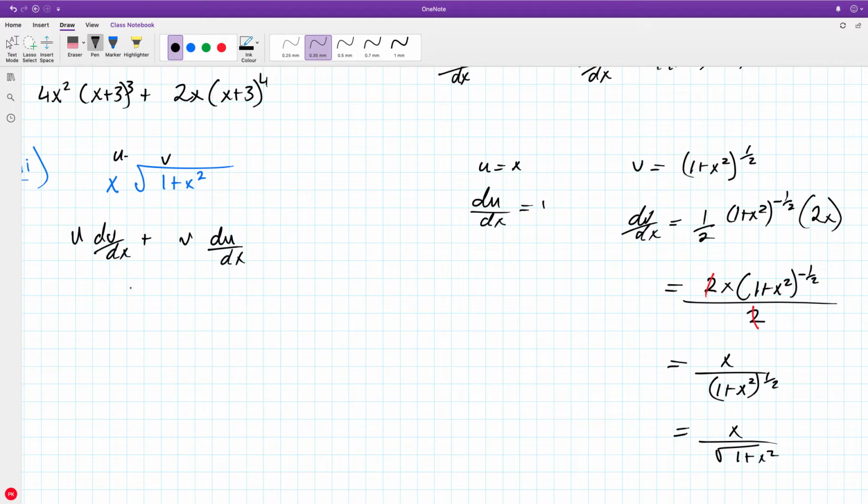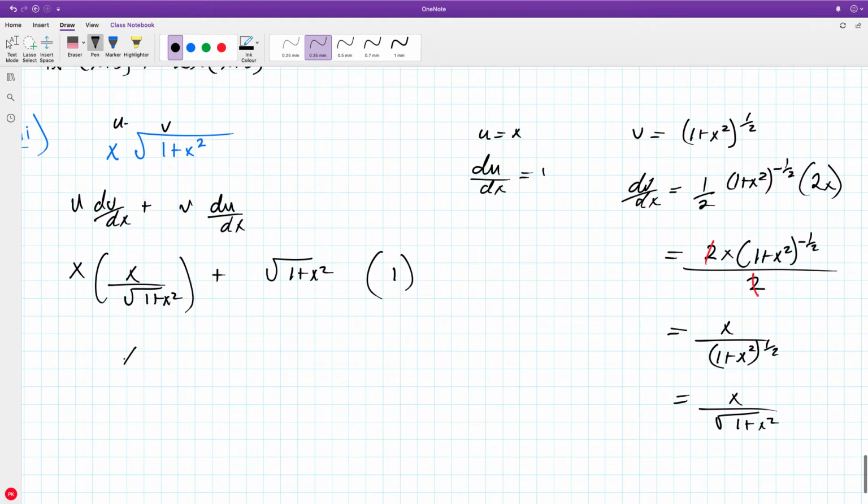So u is x, by dv dx, which is x over the root of 1 plus x squared, plus v, which is the square root of 1 plus x squared, by du dx, which is 1. That gives x squared over the square root of 1 plus x squared, plus the square root of 1 plus x squared. You could leave it with the power of a half, that's perfectly alright. As I said, if they don't ask for a format, that's grand. There's nothing wrong with bringing it in like that.